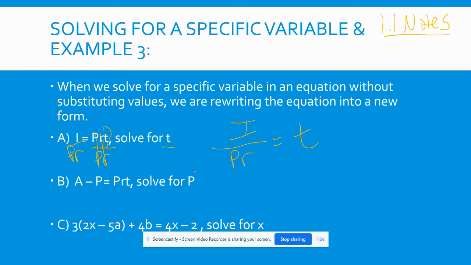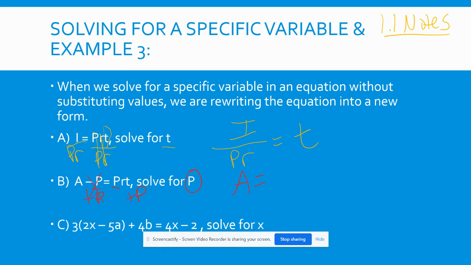For example B, we want to solve for p. And right now, I have two p's, and they're on opposite sides of the equal sign. The first thing that I want to do then is move both p's to the same side. Opposite of subtracting p is adding p. So I'm going to add p over to the right. So we have a is equal to.